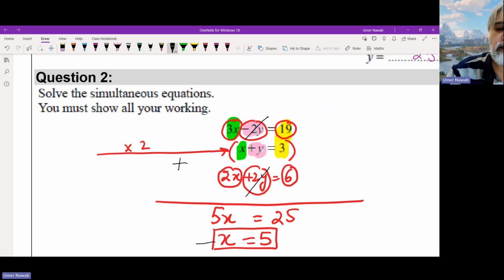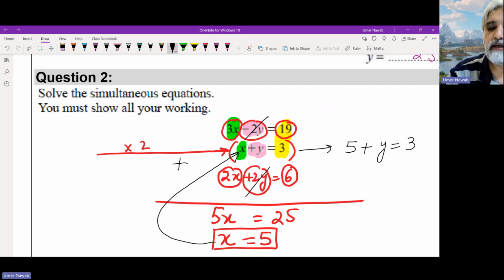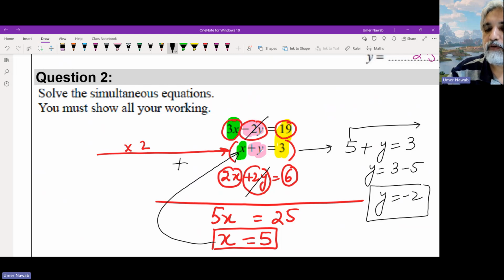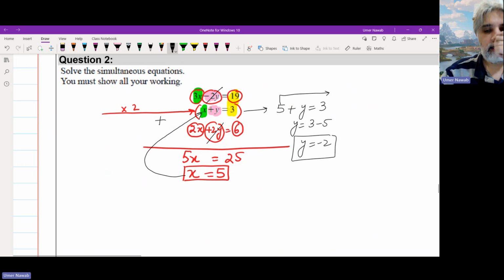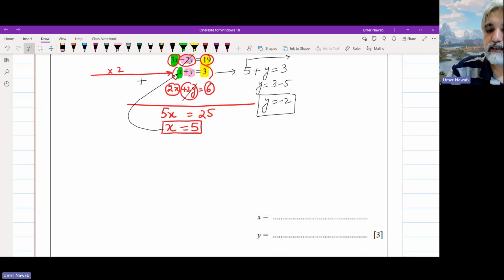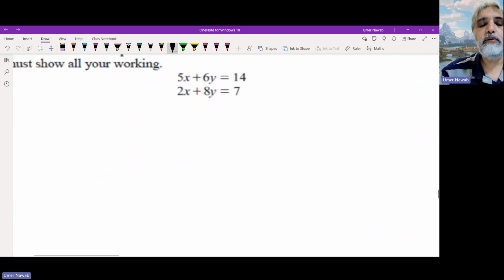Why not? I can plug this value of x into this easy equation. The easy equation is x plus y is equal to 3. So in the place of x, I plug in 5, so 5 plus y is equal to 3. Send the 5 to the right, y is equal to 3 minus 5, and y is equal to negative 2. So we found the value of x and y easily. x is 5 and y is negative 2. Now we move to the next question.